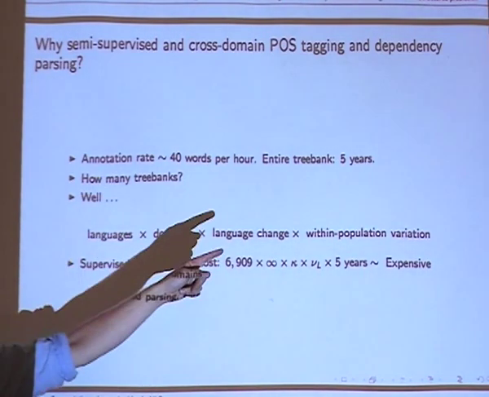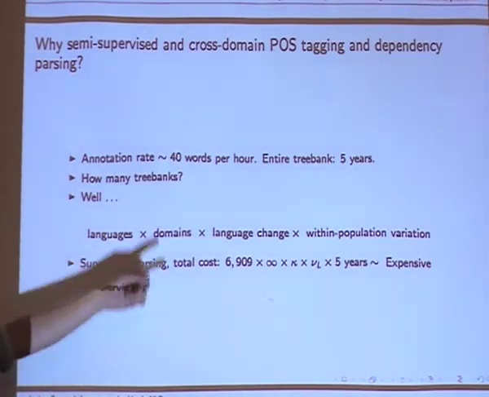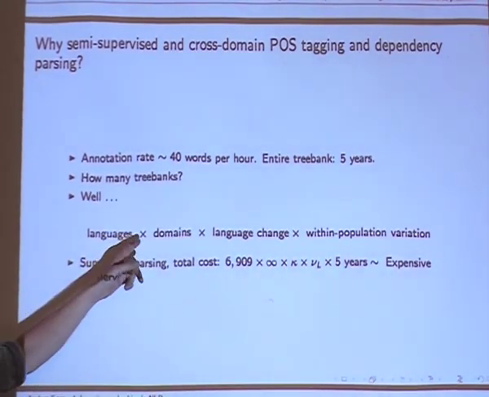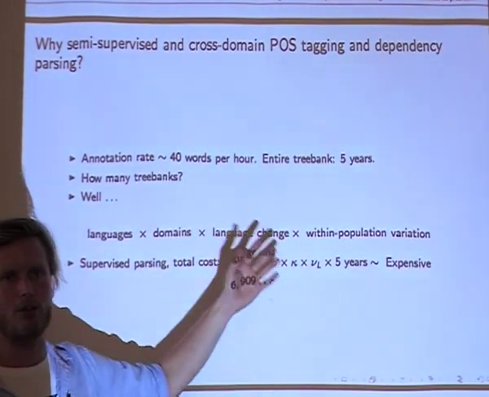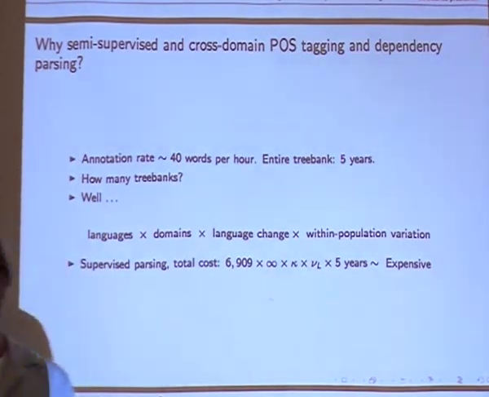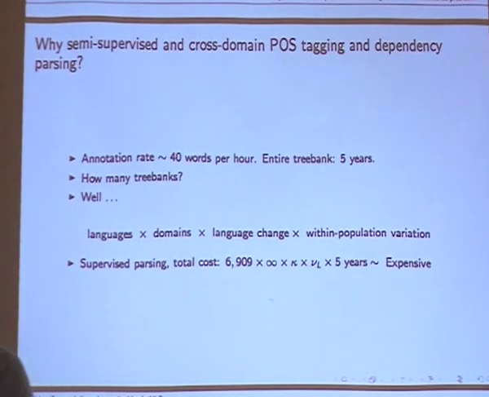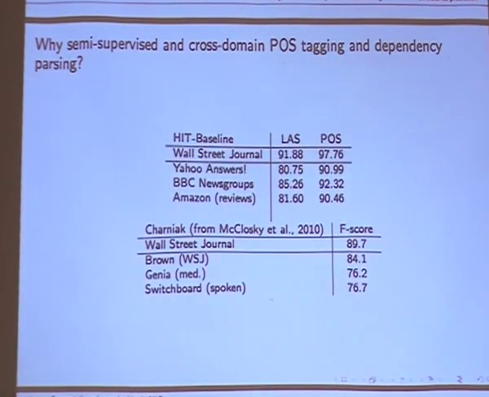But if you take that as your number, and you think of all the possible use cases that we're interested in as NLP people, you can sort of say, take 5 years times the number of languages, which is something like 7,000, times the number of domains, which is probably infinite, times some factor for language change, because Wall Street Journal 89 is nothing like Wall Street Journal 2012, plus within-population variance relating to dialects and gender differences and whatnot. So that's going to be expensive, and that's why we're interested in doing this.